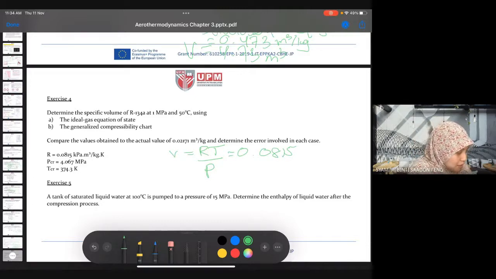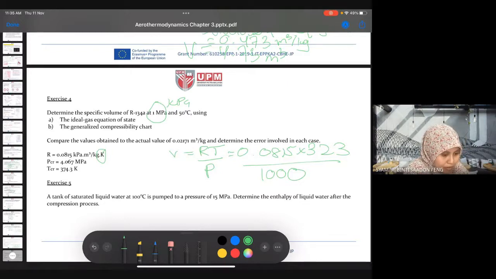And T, temperature is 50 degrees Celsius, which we have to change to Kelvin. The ideal gas equation of state is in Kelvin, because R is in Kelvin. So don't forget to change it. So we get 323 Kelvin over the pressure. The pressure is 1 megapascal. We can use kilopascal because the R is in kilojoule per kilogram per Kelvin. So we have to change this pressure to kilopascal, so 1000 kilopascal.